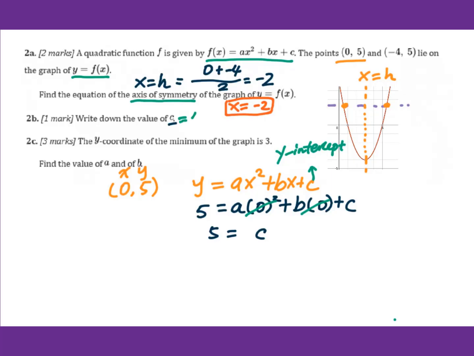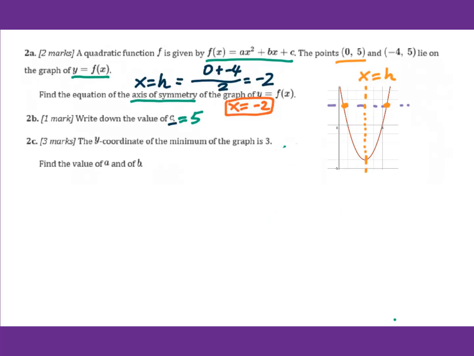C equals 5. Go to 2C. The y-coordinate of the minimum of the graph is 3. Minimum means K equals f of h. Find the value of A and B. K equals f of h, which means this h equals -2. K equals f of -2. We plug -2 into this function.